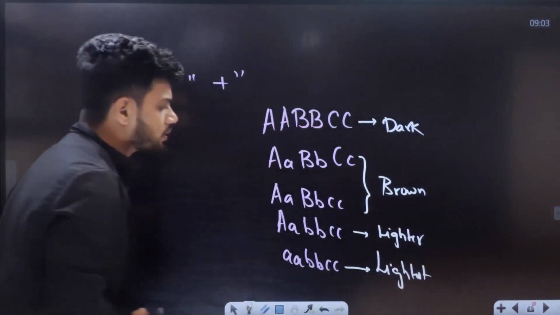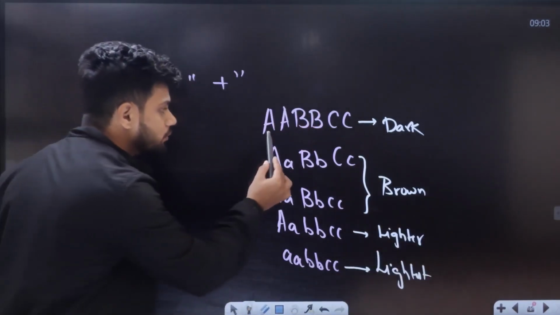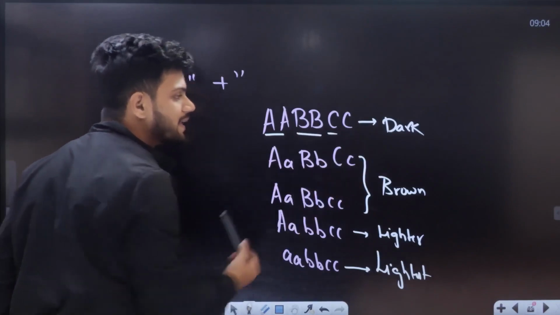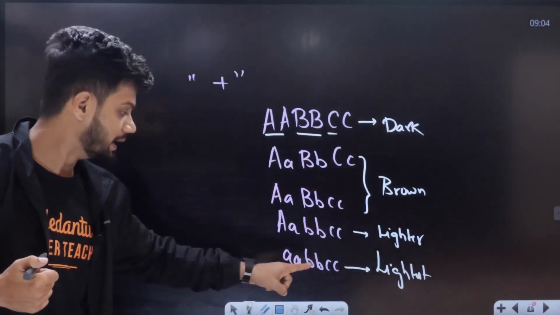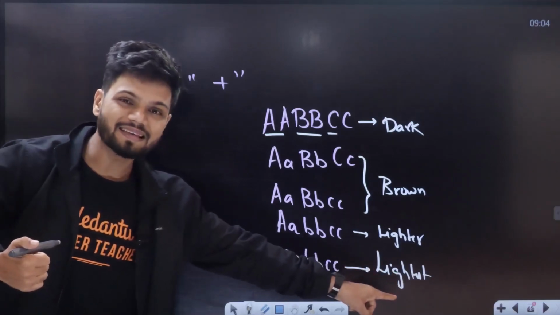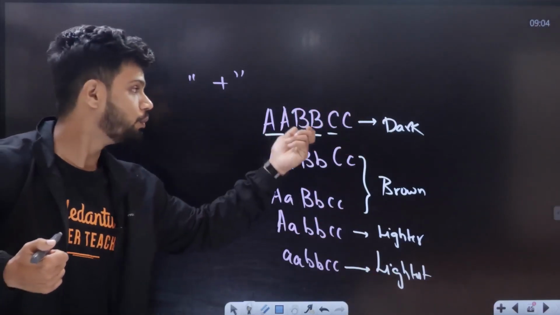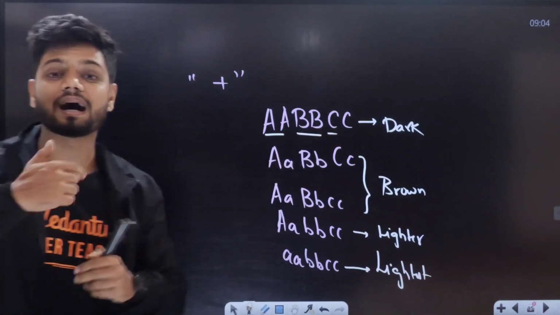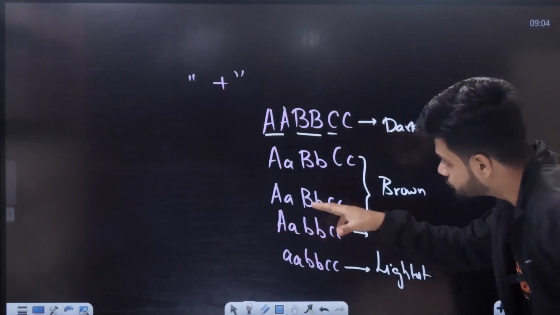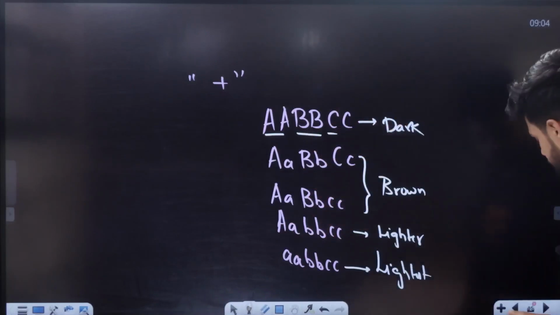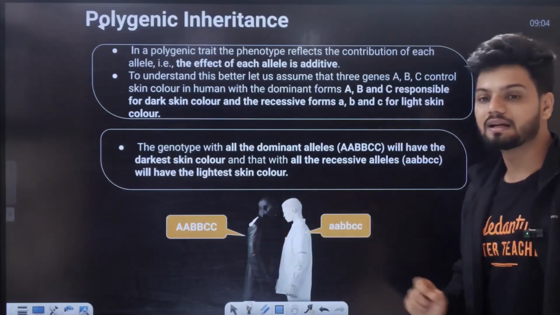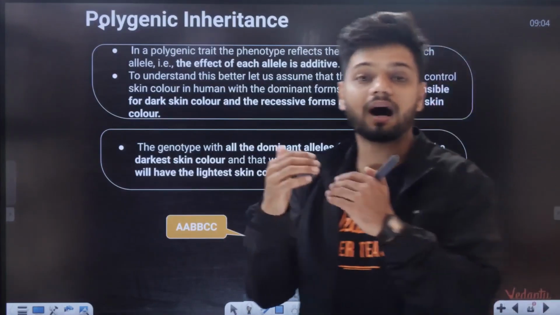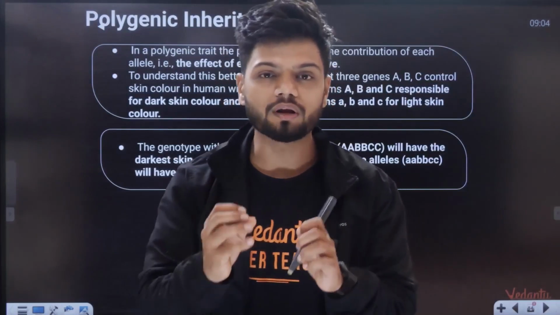Lighter in nature. So, can I say that the more dominant alleles, the darker or stronger is the effect. Here we have dark skin color. Fewer dominant alleles, very weak is the effect. So, stronger effect means more dominant alleles. This is called additive effect. Additive effect explains that the more dominant alleles, the stronger is the effect. You can see here also: all dominant alleles, darker effect; lighter alleles, lighter effect. That is called additive effect, which is observed in polygenetic inheritance.